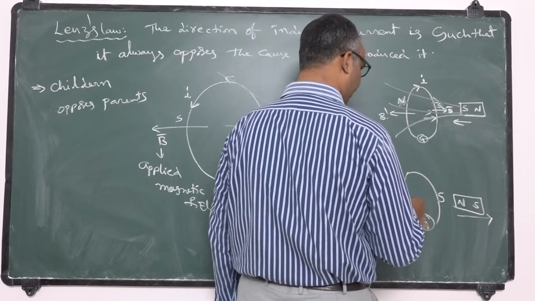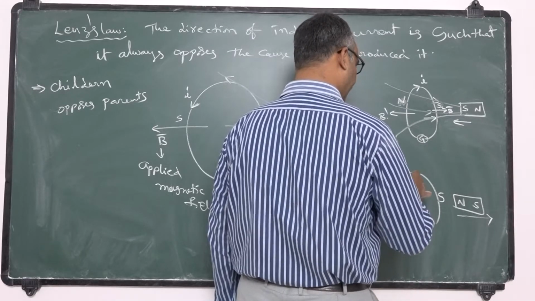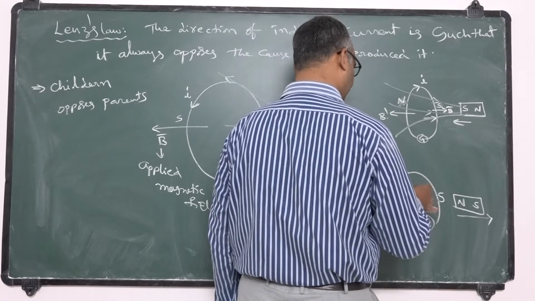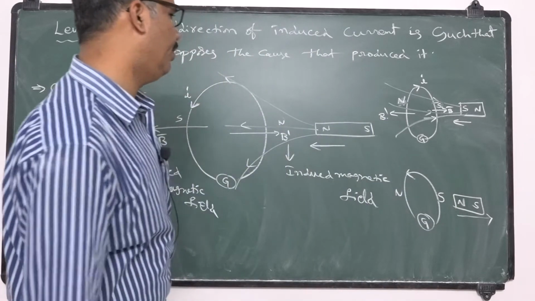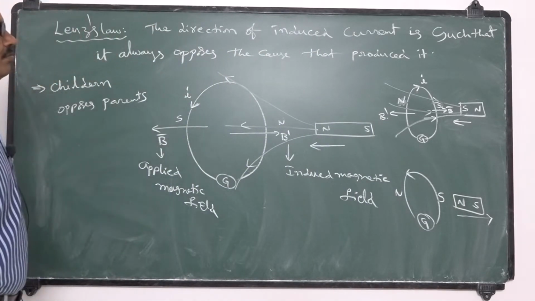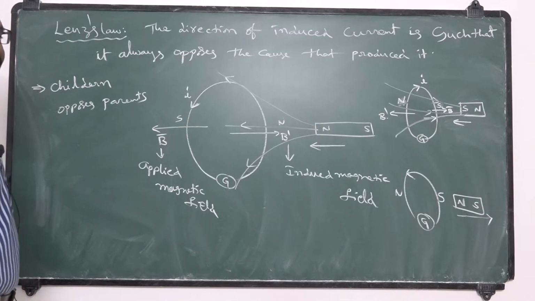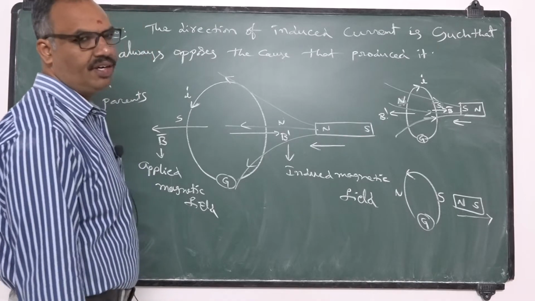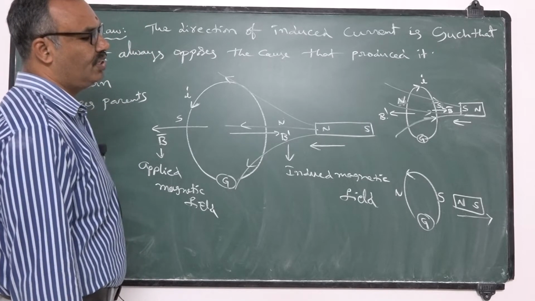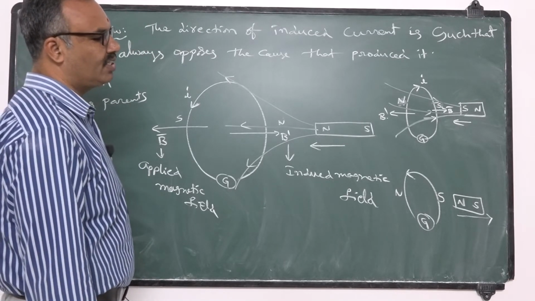direction of current like this, like this. Is it correct? Once you check what is the direction of applied field, what is the direction of induced field developed, and what is the direction of current.